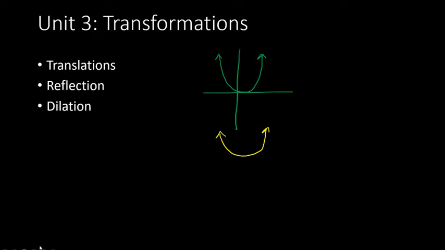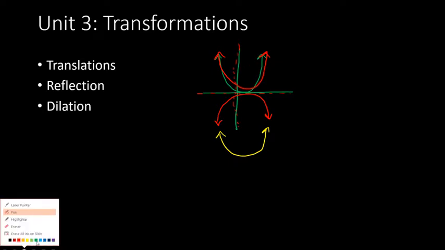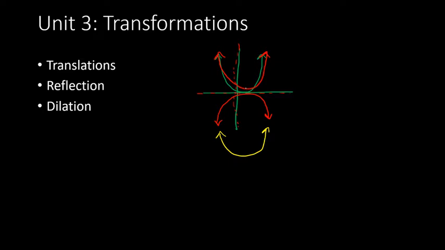On the other hand, I could have a reflection across y or a reflection across x. If I reflected across the x-axis, my green function would then look like this, right? It's a mirror image. If I reflected across the y-axis, it would just look like itself, right? Because a parabola is already a mirror image of itself. And then dilations are shrinking or stretching, compressing or stretching.